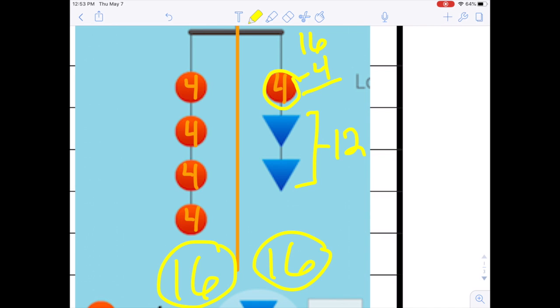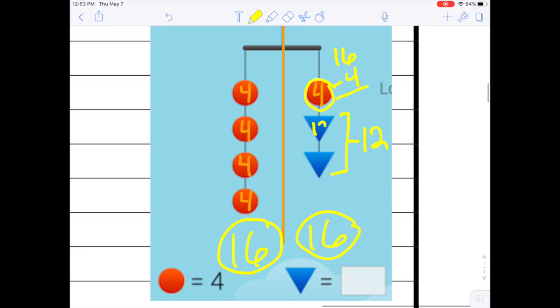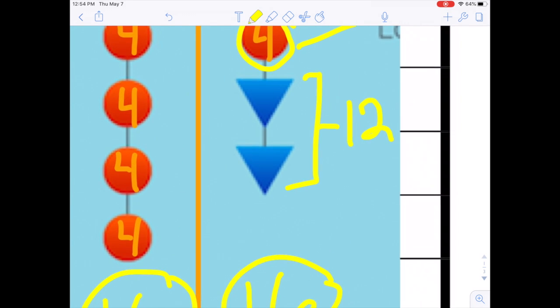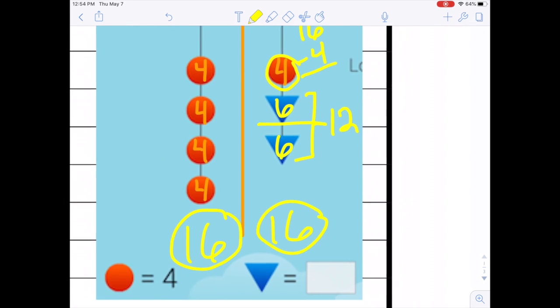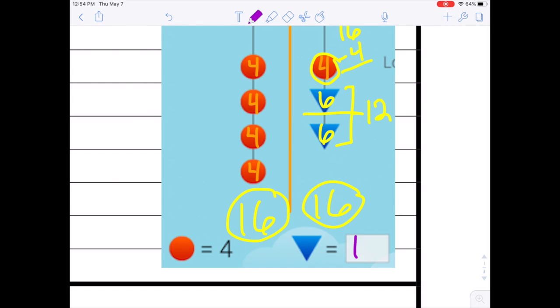So it can't be that each of these is 12, because if that was the case, then I would have 24, and 28 would be my total on this side. But it can't be. My total has to be 16. So it can't be that each of those is 12. It means that I need to split that 12 into 2 triangles. So if I took 12 and divided by 2, each of these would be worth 6. So my triangle is worth 6. One of the triangles is worth 6.